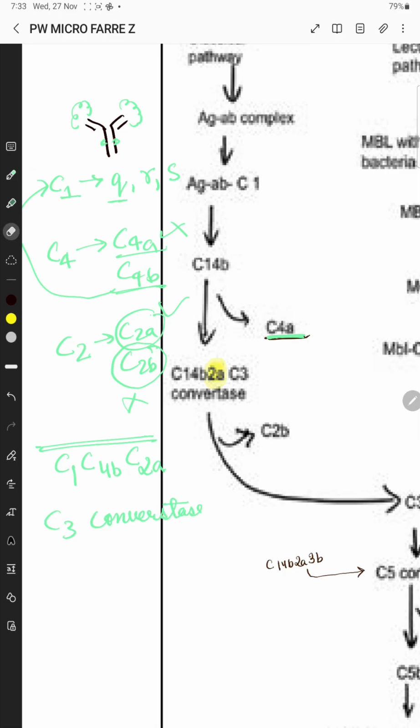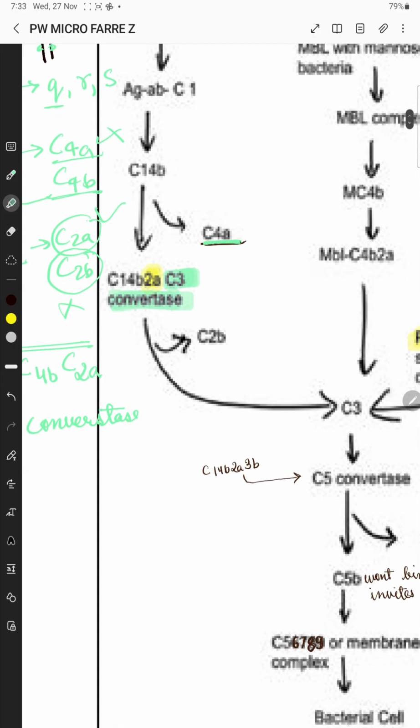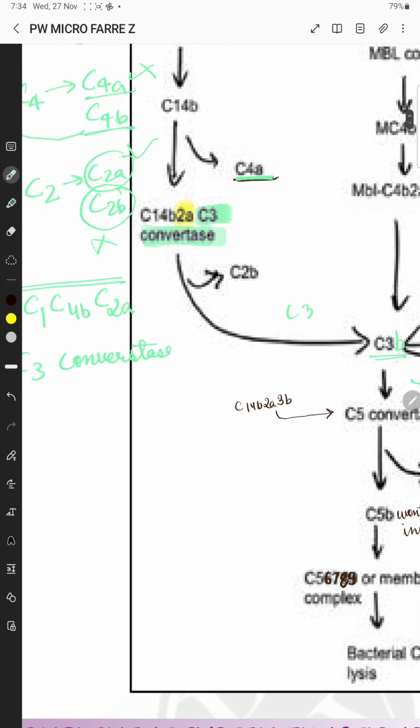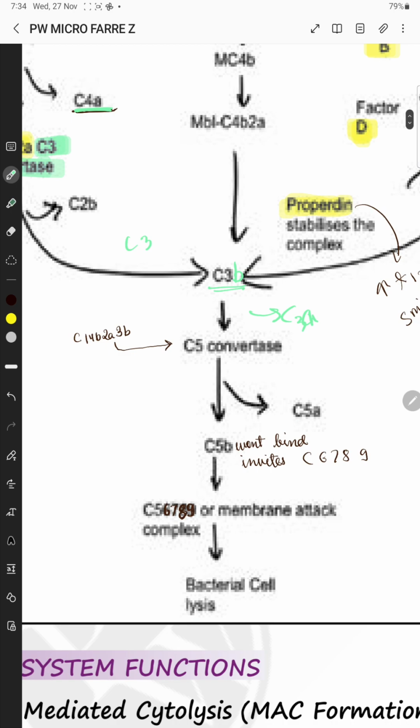This is known as C3 convertase, C14B2A. Now it will convert the C3. C3 will come, C3A will move away, and C3B will bind. Then if C3B binds, this part is known as C5 convertase. Then C5 comes, and C5A is also moved away.